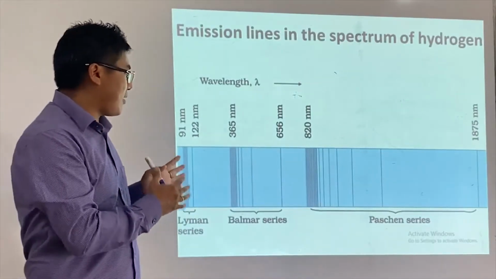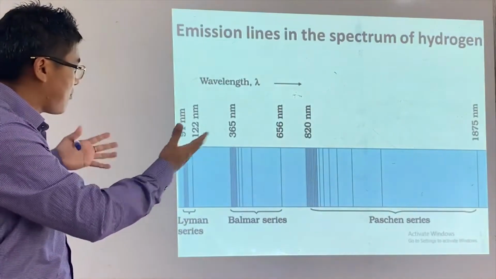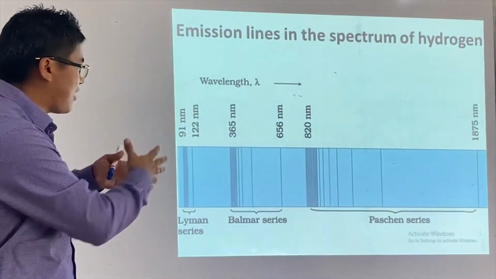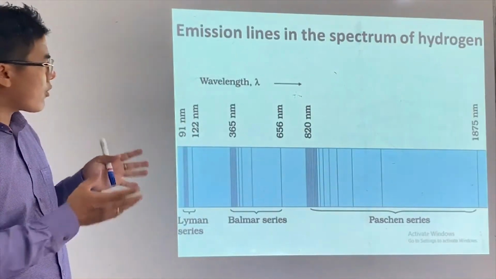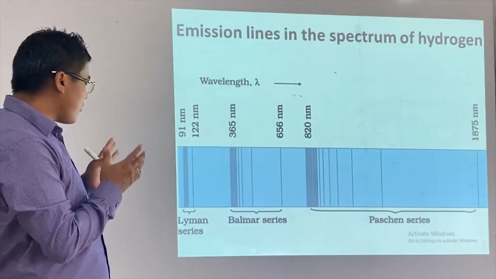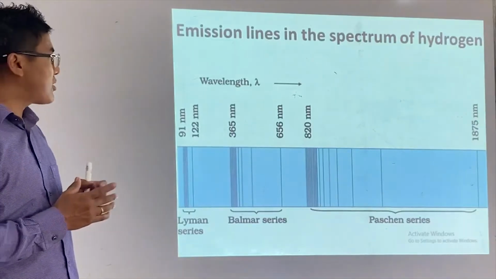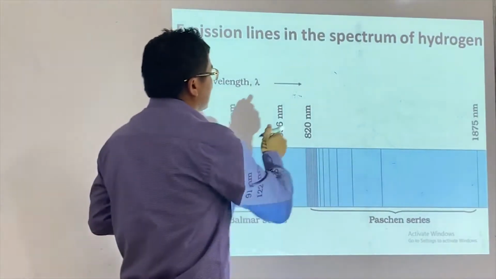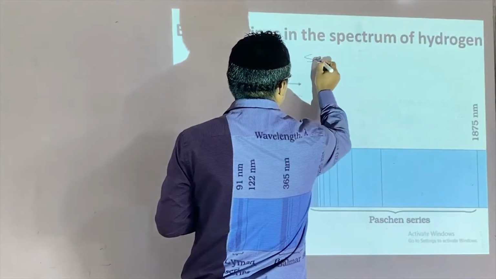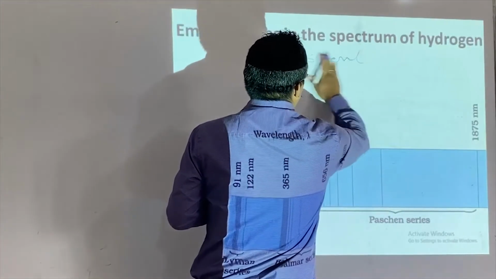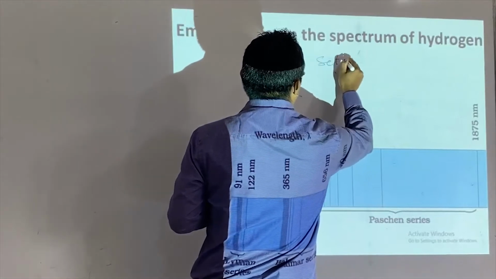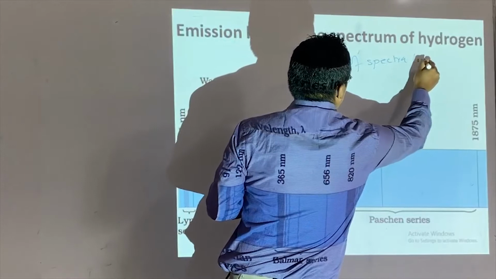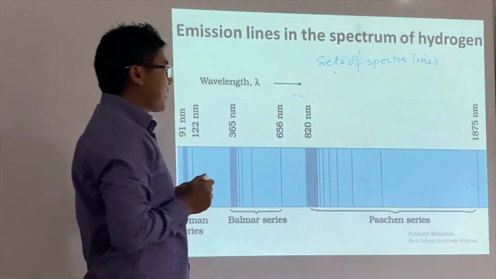When you look at this at very first sight, we will see that there is some kind of random line, right? This looks something like random lines. However, when you look at it very carefully, you will see several sets of spectral lines, right?